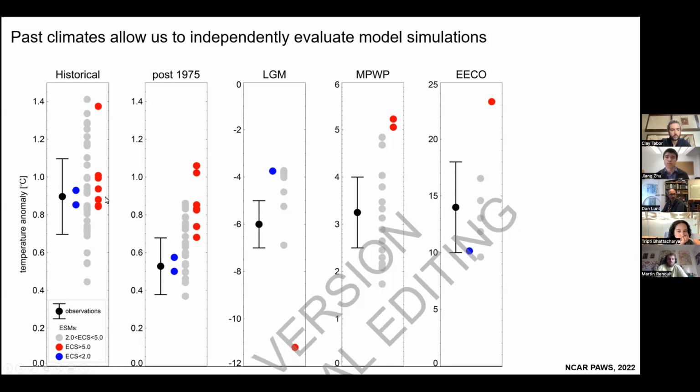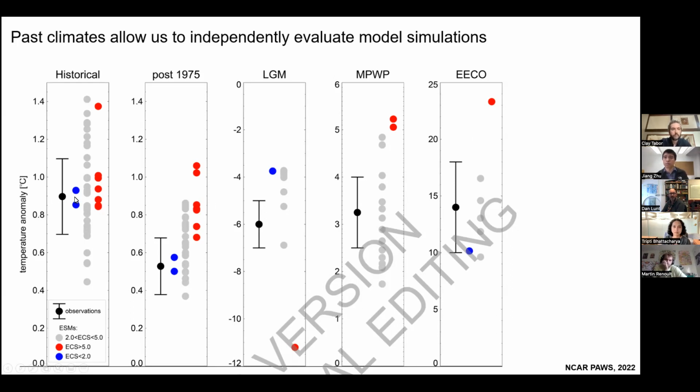These are all CMIP6 models for the historical and post-1975 periods. Once you get out to the Eocene, only two of these are CMIP6 models, with fewer and fewer CMIP6 models once you get to the paleo simulations. Those that are red and blue are GCMs or ESMs that have a climate sensitivity outside the range of our assessed climate sensitivity. The red ones have an ECS greater than 5, and the blue ones have an ECS less than 2.